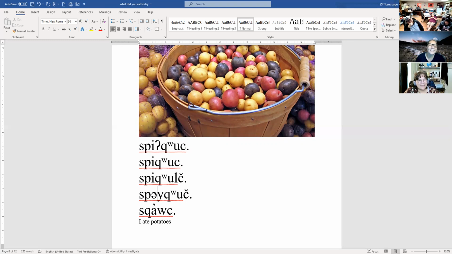Oh, here's my other printout. I wonder where I put that. Found it.